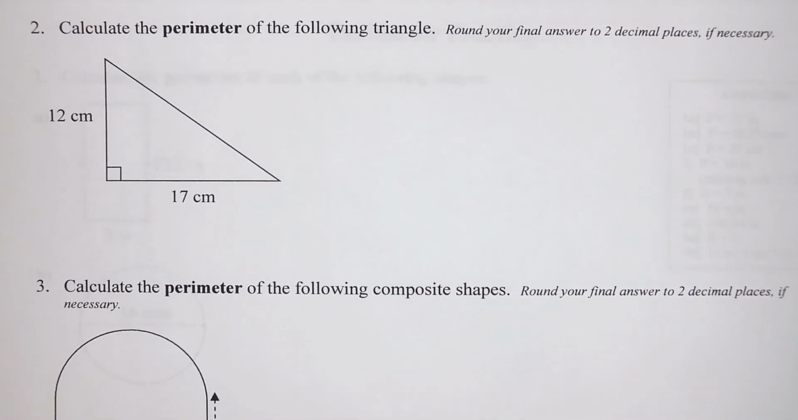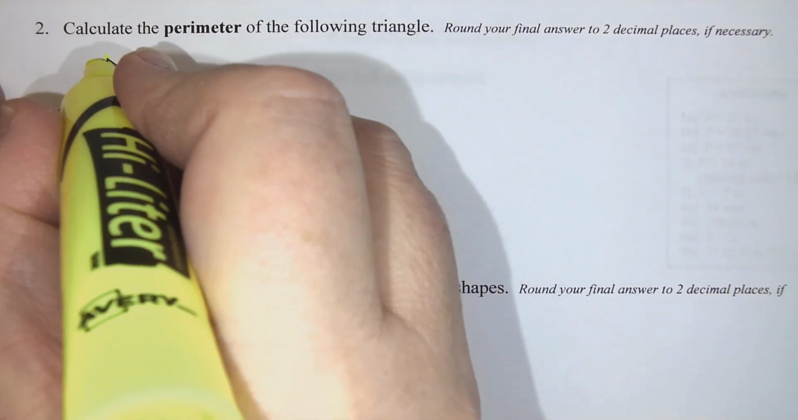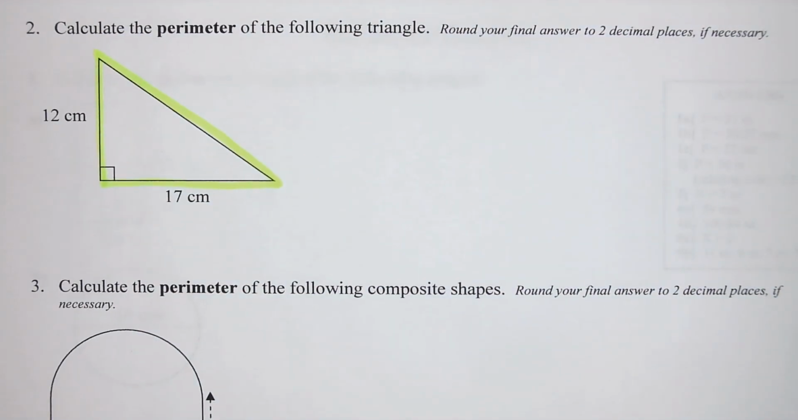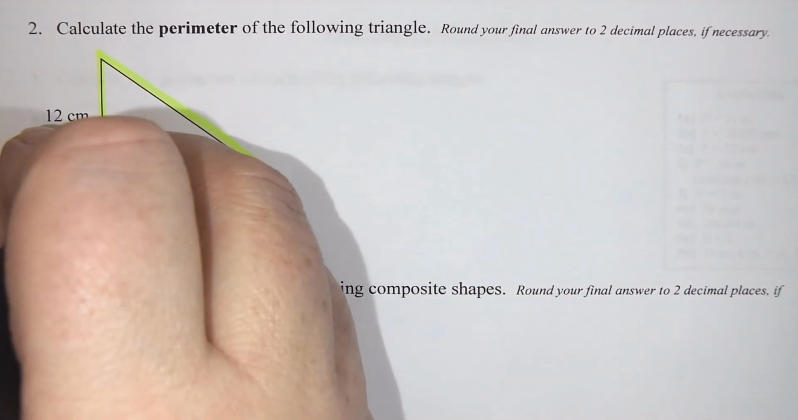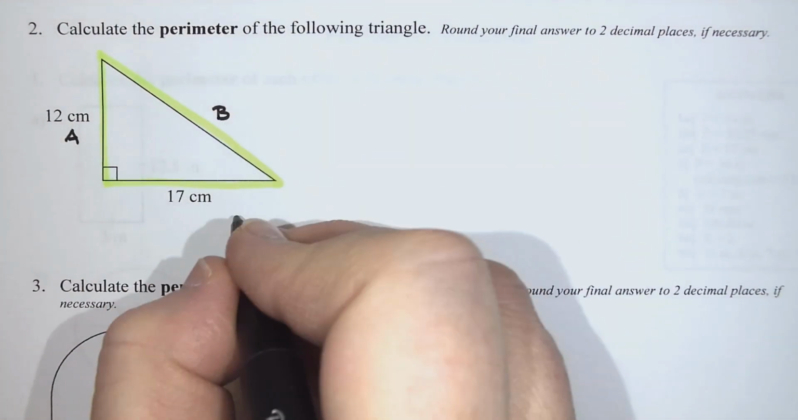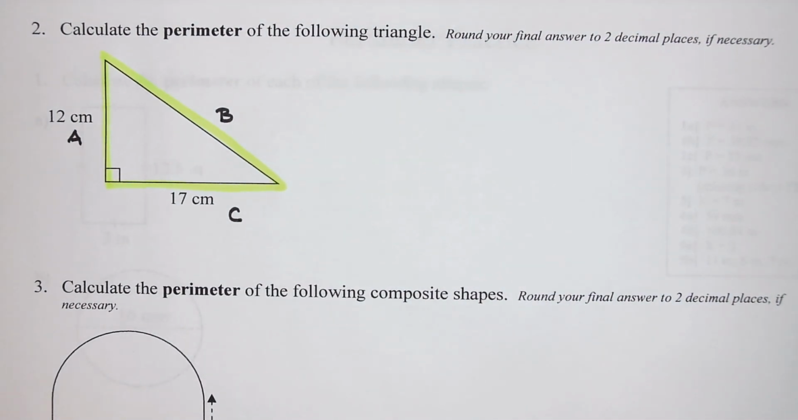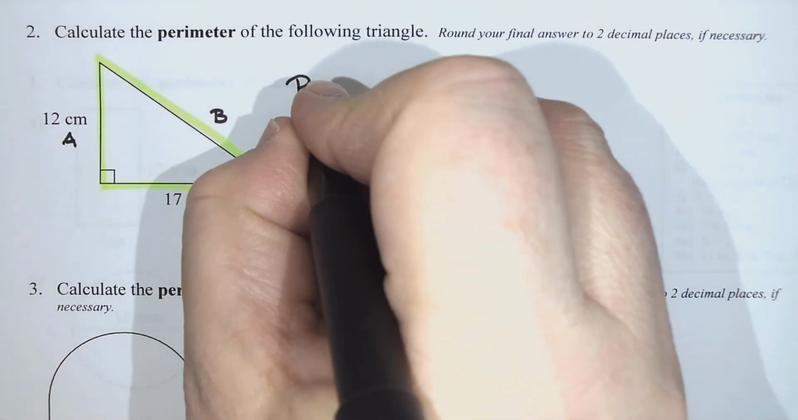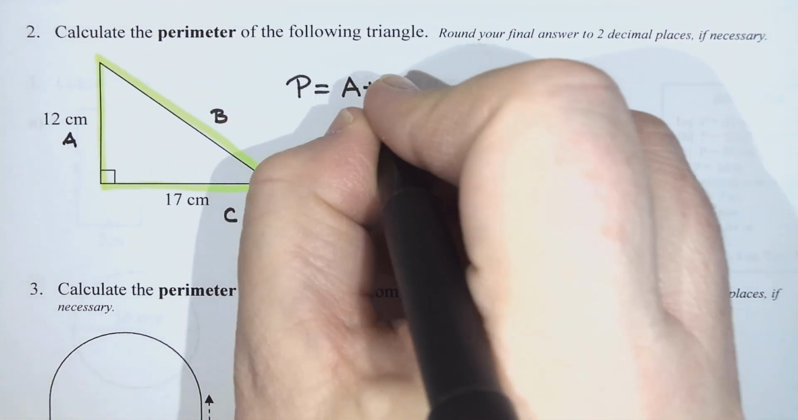So if I want to find the perimeter of this shape, I need to add all 3 of the sides together. So I'm going to make up a formula here. I'm going to assign every side a letter. So I might start here and I'll do A, I'll do B, and we'll do C. Right? So to calculate that perimeter, we're going to do A plus B plus C.